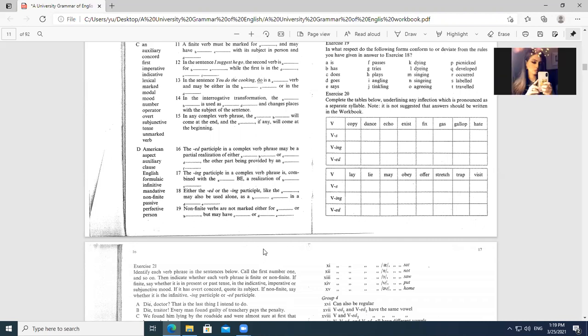Either the ed or the ing participle, like the infinitive, may also be used alone as a non-finite verb in a non-finite clause.